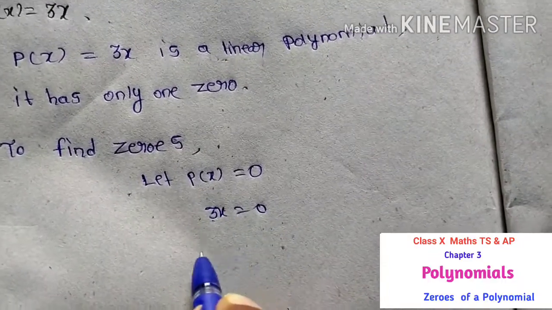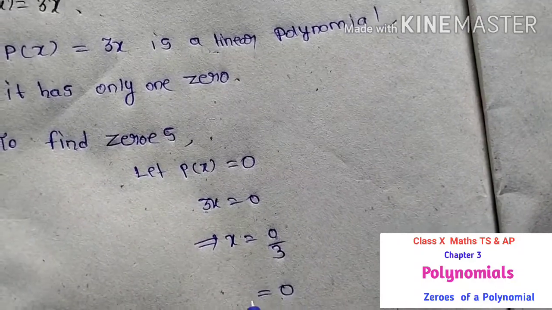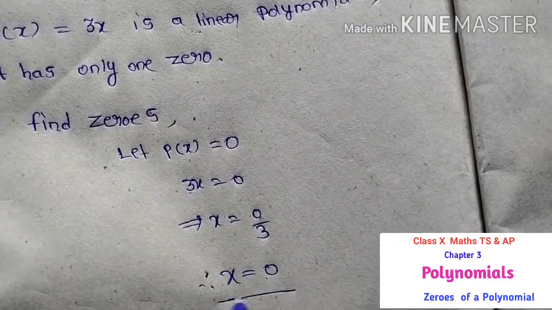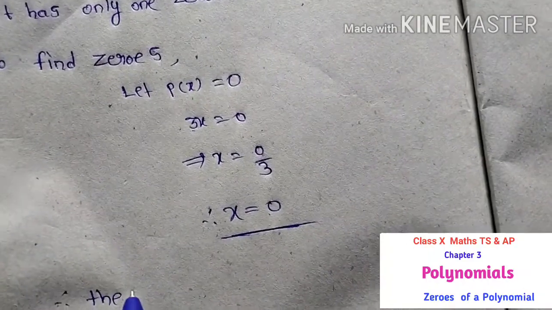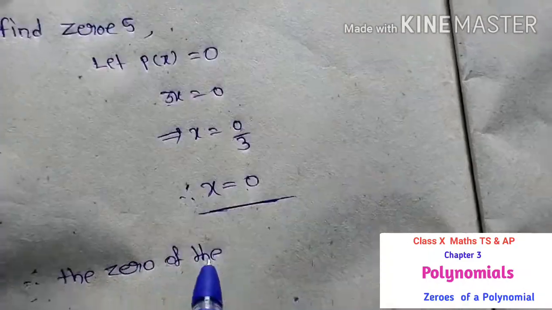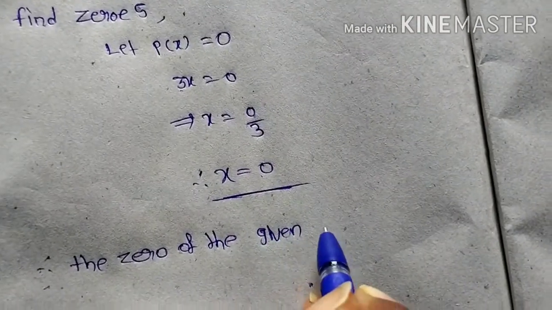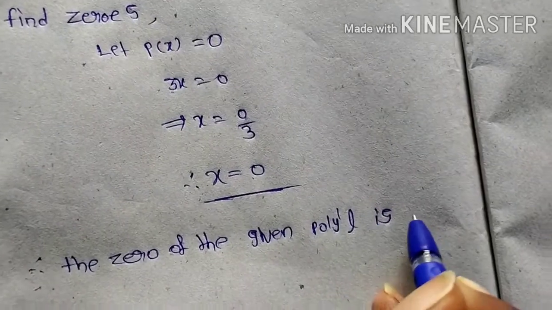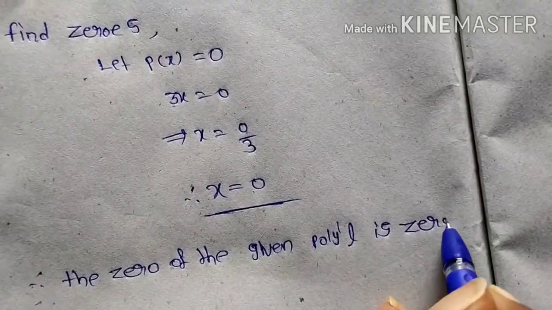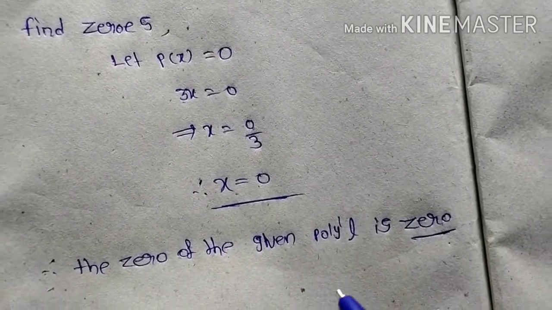You can transpose 3 to RHS. That means can I write here x is equal to 0 by 3? Yes, 0 by 3 means it is 0 or not? Yes. Therefore x is equal to how much? 0. Therefore you can write here, the zero of the given polynomial is 0. This is your solution of the given polynomial.